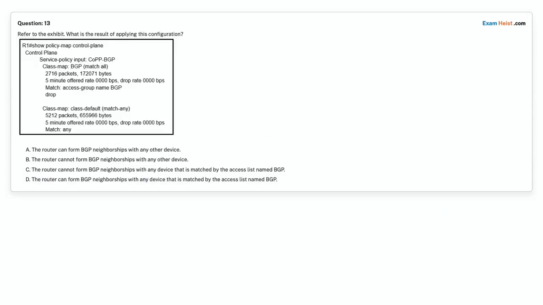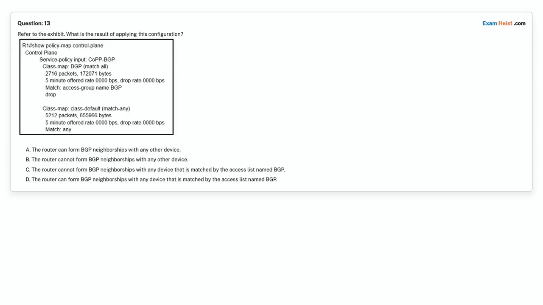Question 13. Refer to the exhibit. What is the result of applying this configuration? Option A. The router can form BGP neighborships with any other device. Option B. The router cannot form BGP neighborships with any other device. Option C. The router cannot form BGP neighborships with any device that is matched by the access list named BGP. Option D. The router can form BGP neighborships with any device that is matched by the access list named BGP.